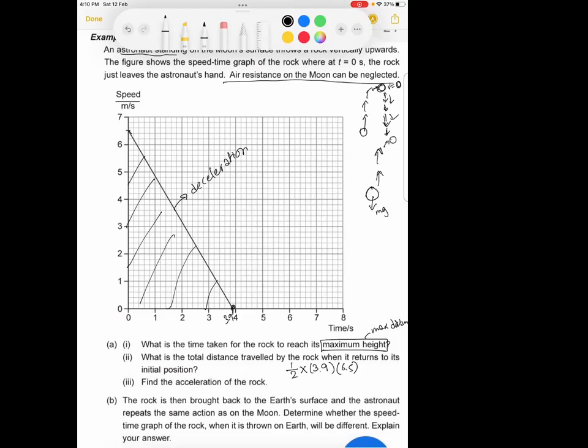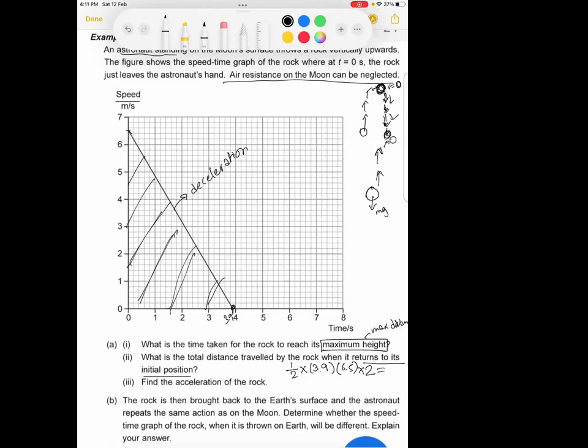Okay. Now, like I said, this is only half of the picture. This is the distance that it travels until it reaches the maximum height, right? So when it comes down, that's when it gets to its initial position. And the question asks what is the total distance traveled by the rock when it returns to its initial position? So this area should be multiplied by 2. So that is the answer.